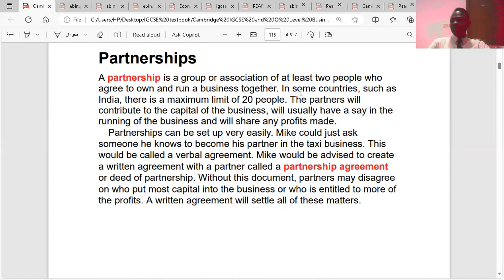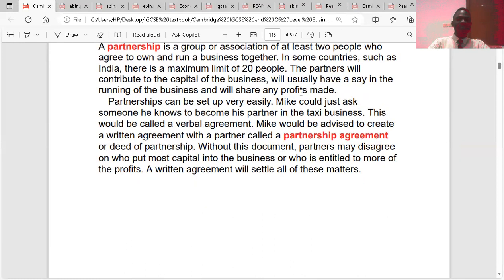Yes. So for partnership, all partners would have to contribute capital into running the business, and they have to share the profits when it's made. Partnership can be set up very easily. Mike would just ask someone he knows to become his partner in the taxi business. This would be called a verbal agreement.